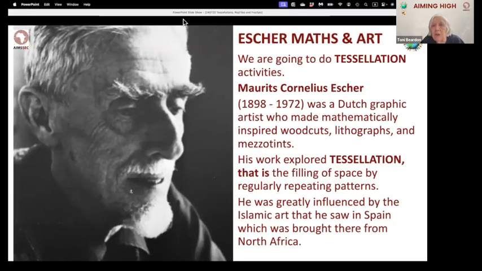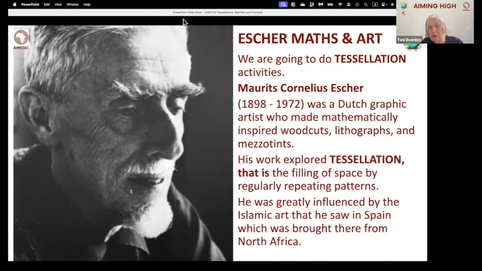So Escher, the artist, was born just at the end of the 19th century, a very famous artist, and his work was very mathematical, and that's why we're going to show some of it today. So we're going to be looking at the connection between maths and art.